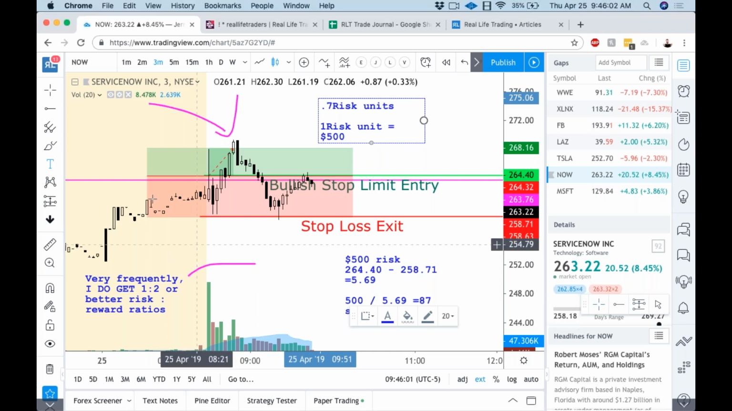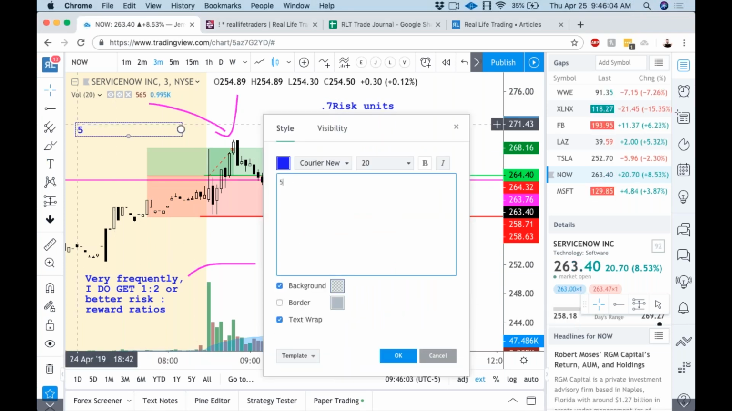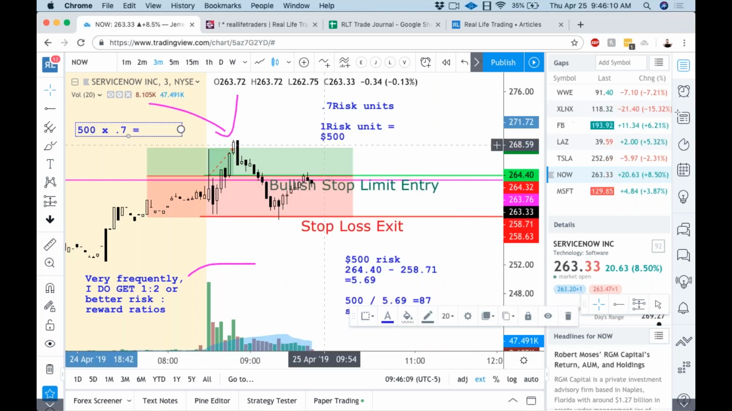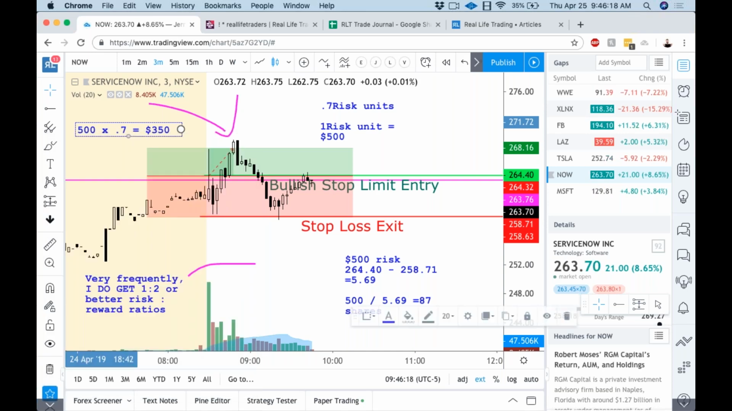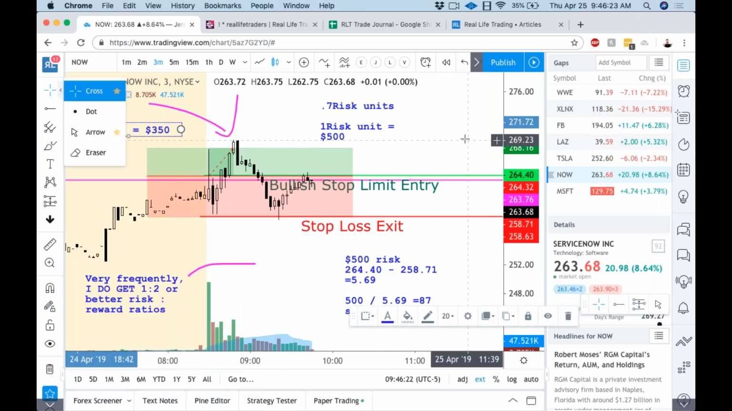So here's the math. Here's how you would put it in the calculator. 500 times 0.7 equals. Okay, that number will be $350. Now, why does this matter? What's the point of me telling you this? It's a very key aspect, ladies and gentlemen, a huge takeaway.